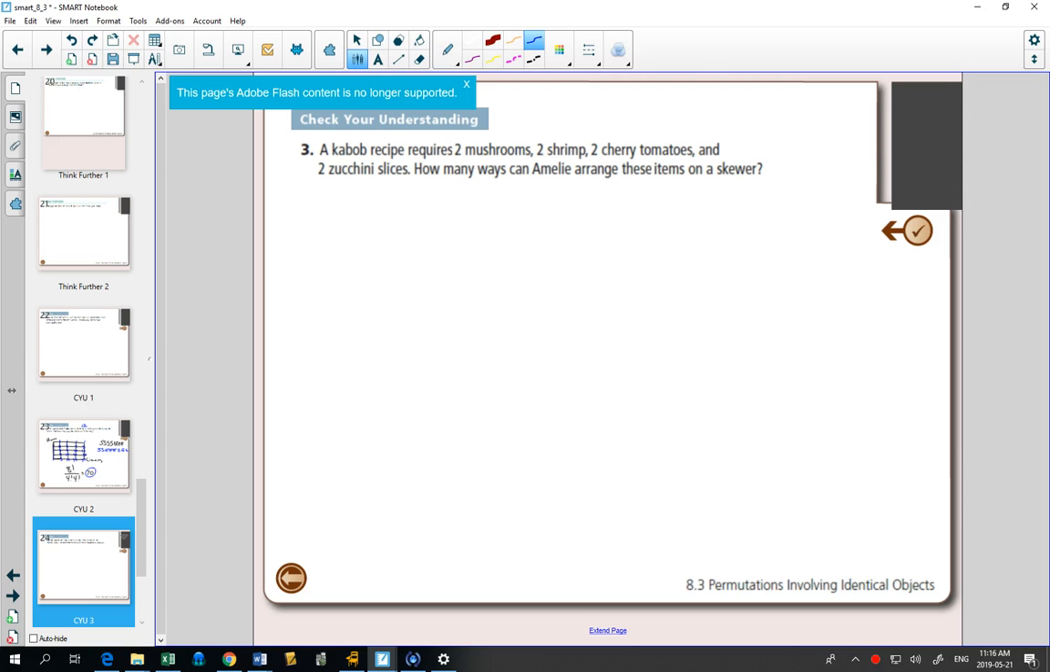Kebab recipe. Do you know what a kebab is? It's like things on a stick, right? Usually they're bamboo sticks, although you can get metal ones to do on the barbecue.